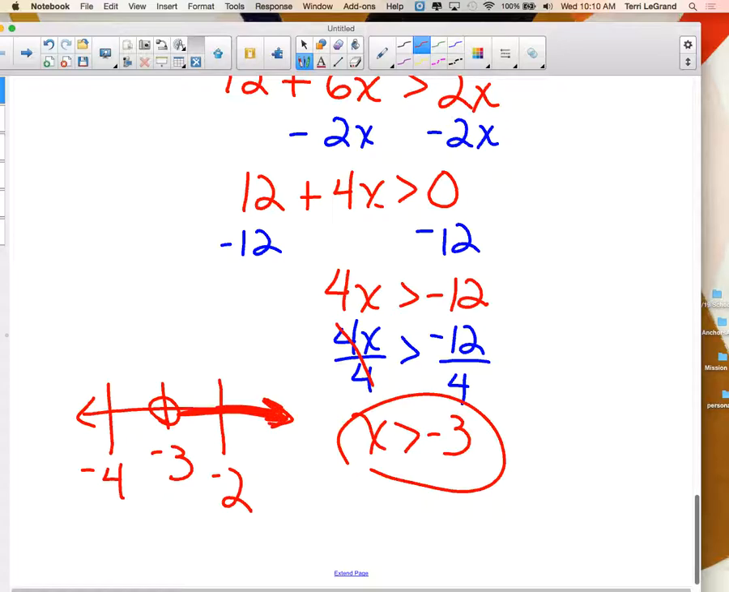Okay. So questions about that one at all? No? Okay, then let's go back to our anticipation reaction guide. Let's go to that.